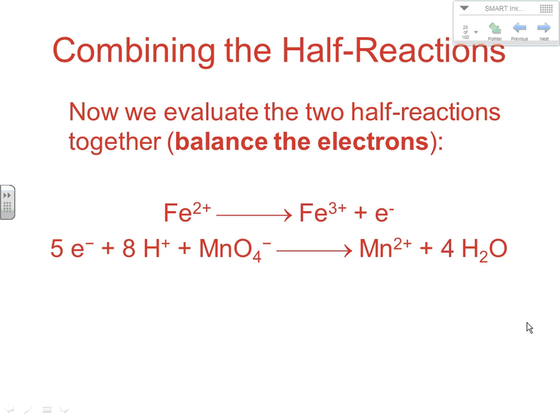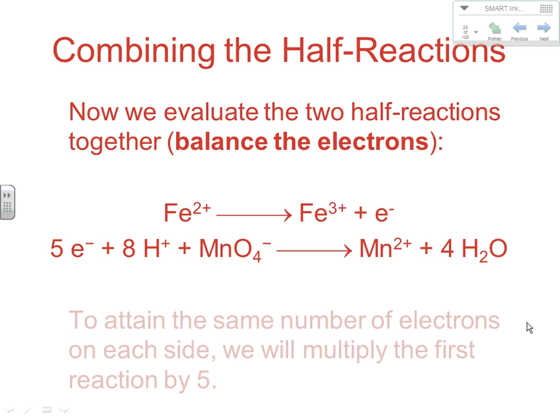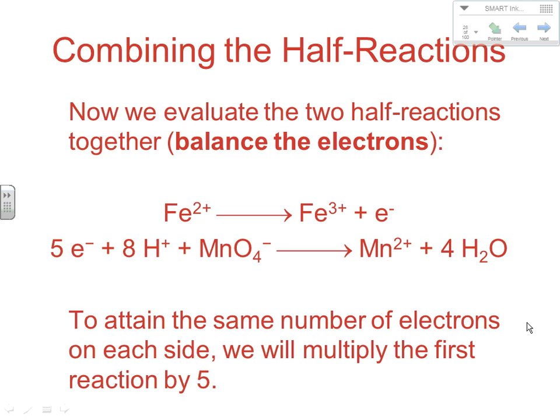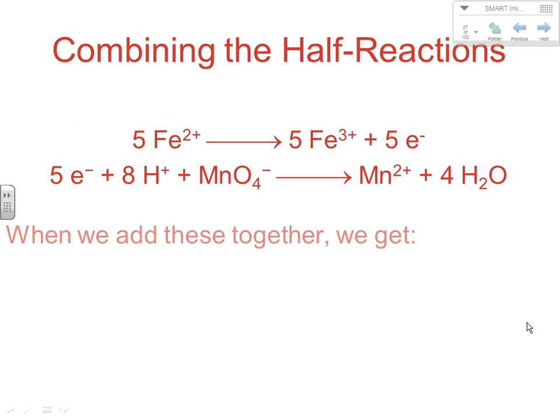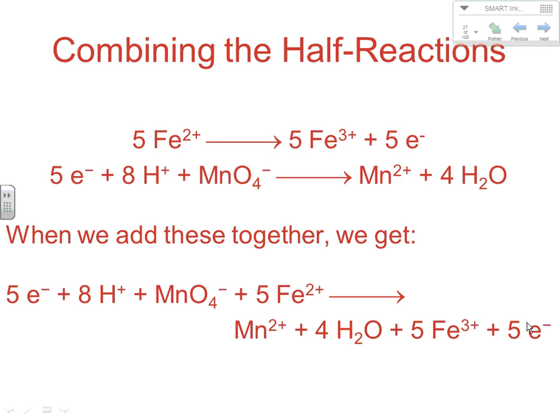Now the top reaction made 1 electron. The bottom reaction needed 5. So to balance this transfer, what we really need to do is multiply the top reaction by 5. Because if that reaction happens 5 times, we get the 5 electrons we need for the bottom reaction to happen. So that means we need 5 Fe2+, making 5 Fe3+ to get our 5 electrons. Now we've got electron transfer balanced. Now we can add the two together and cancel.